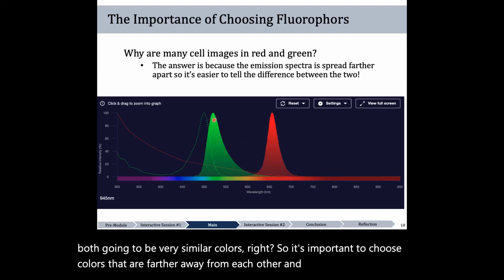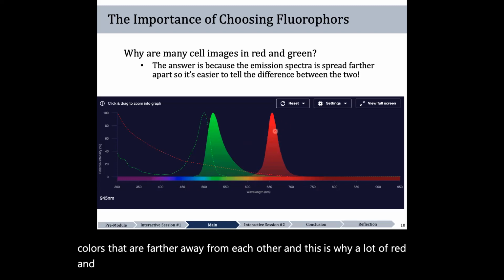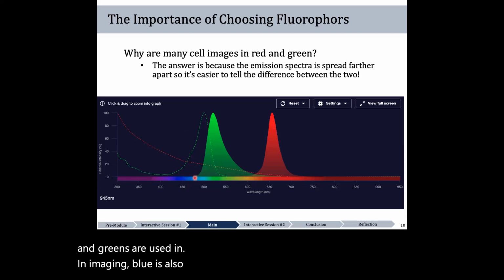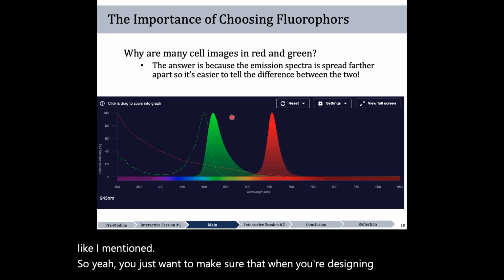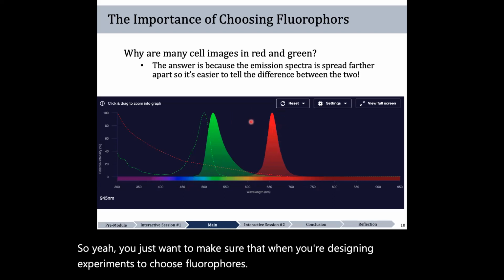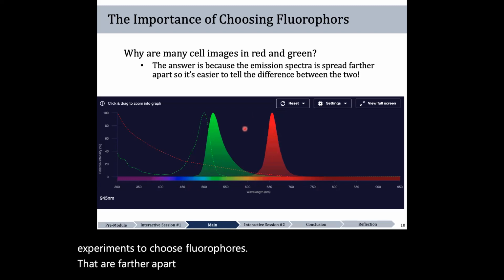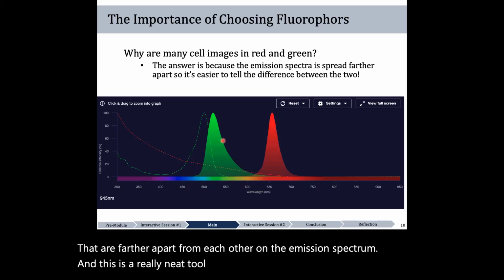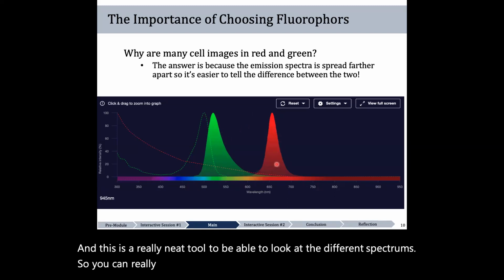And this is why a lot of reds and greens are used in imaging. Blue is also a popular color for the nuclear stain, the DAPI, like I mentioned. So you just want to make sure that when you're designing experiments, you choose fluorophores that are farther apart from each other on the emission spectrum. And this is a really neat tool to look at the different spectrums so you can really visualize where the peaks are.